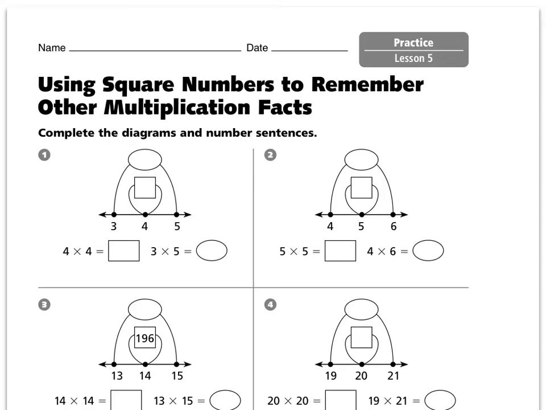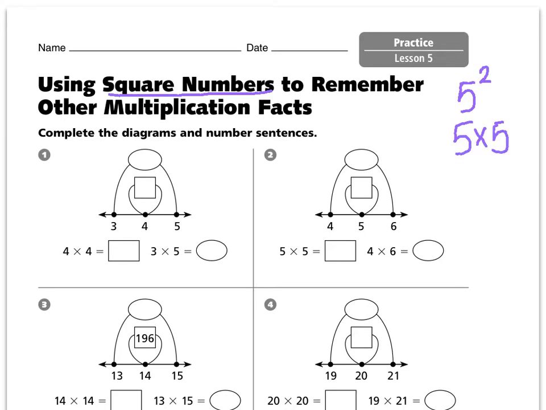Let's look at Chapter 14, Lesson 5, Practice, using square numbers to remember other multiplication facts. Remember, square numbers is going to be a number times itself, or when you see 5 squared like this, that means 5 times 5. Let's look at number 1.